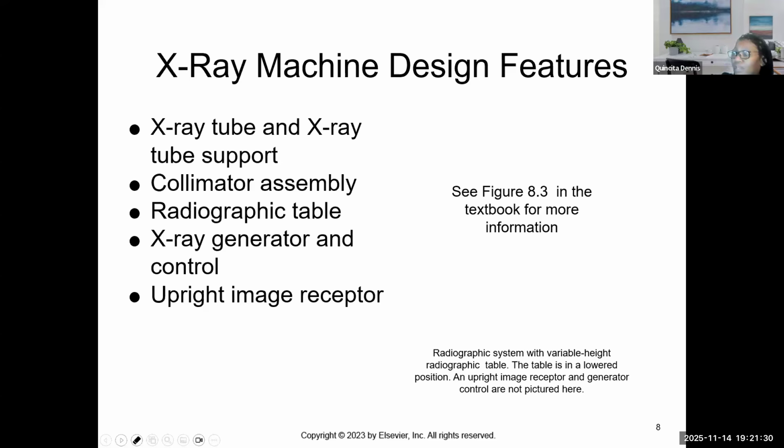So these are some of the things that our X-ray rooms typically will have, unless of course, like I said, it's a chest room where it just has a tube support and your upright Bucky, or has an X-ray generator, it doesn't have that table.